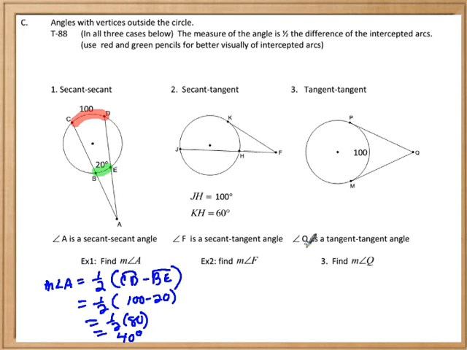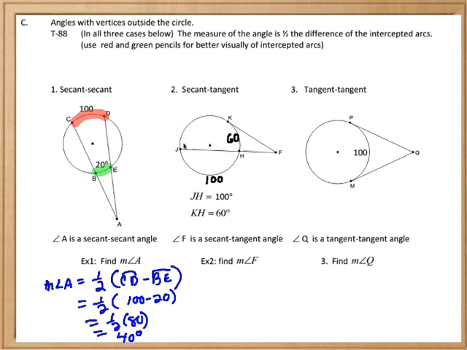In example 2, we have a secant-tangent situation. The secant is line JF, and the tangent line is KF. We're going to go ahead and fill in the information that we know: that JH is 100 degrees, and KH is 60. Now let's go ahead and find their intercepting arcs.